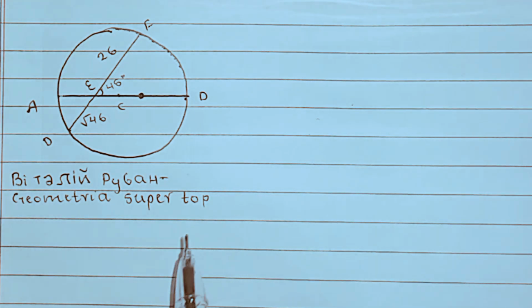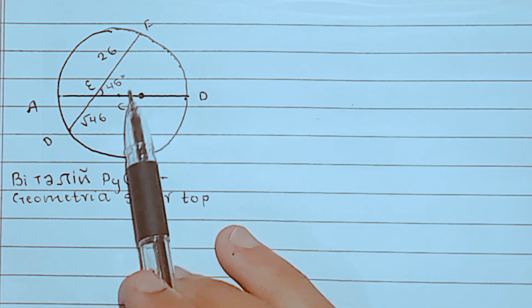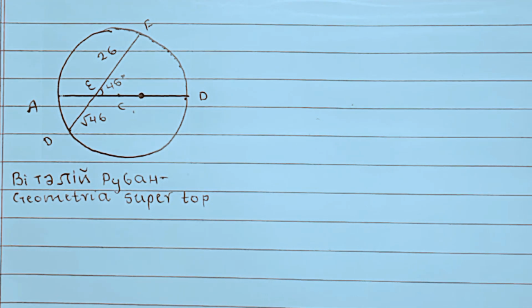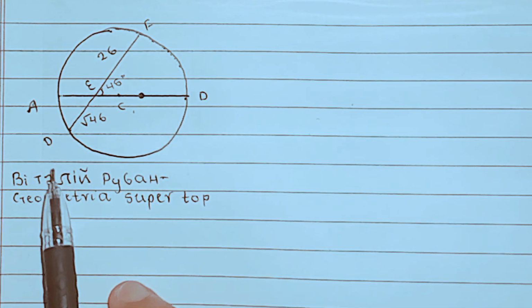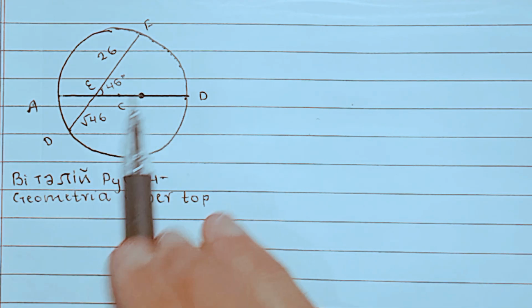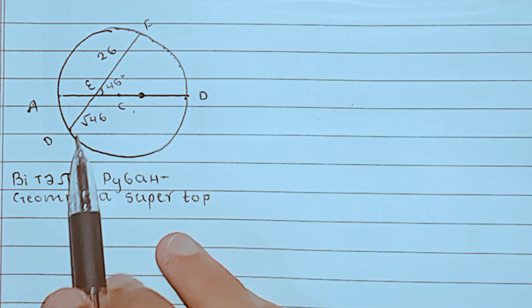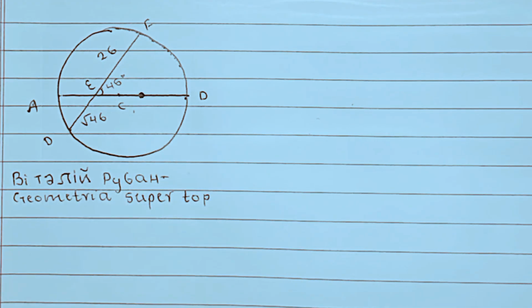Can you find the radius of this circle? Pause the video and try for yourself in 3, 2, 1. We have a circle in which we have center C. Don't go by the scale of the figure, this can be wrong. We have AD as the diameter and DE a chord. We have angle DEC to be 45 degrees, and DE is root 46 and EF is 26 units respectively.